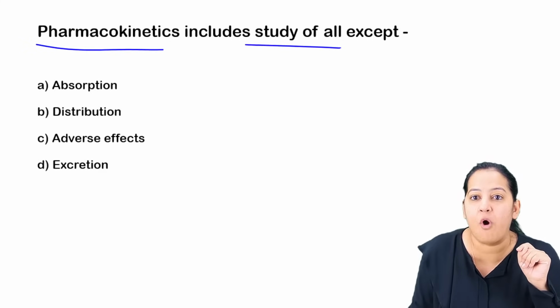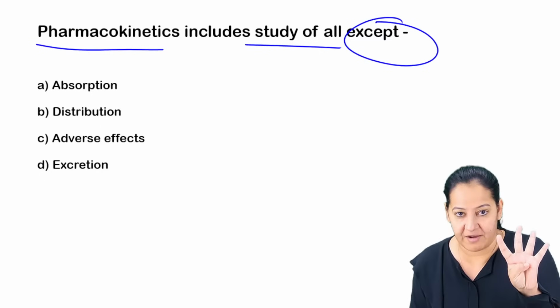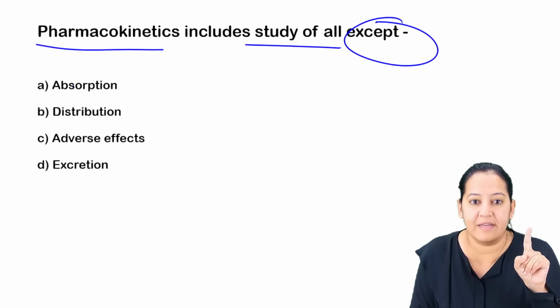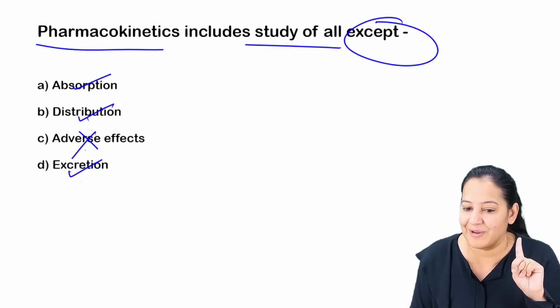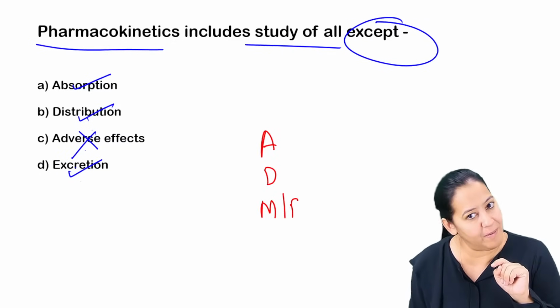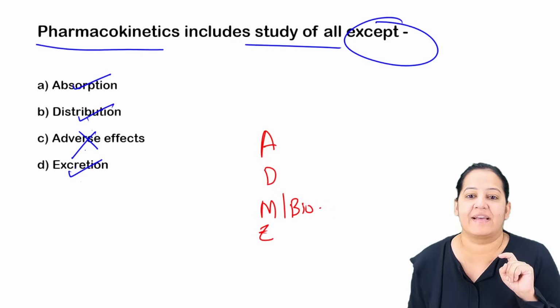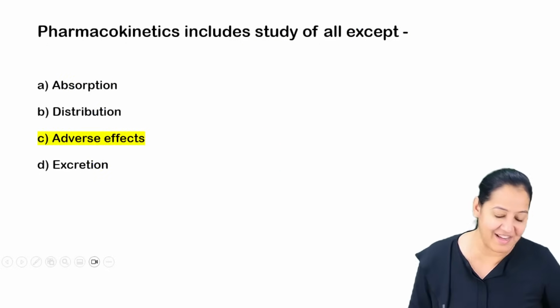Pharmacokinetics includes study of all except. What is not included in pharmacokinetics? There are 4 things in pharmacokinetics. Absorption is there. Yes, it's there. Distribution is there. Yes, it's there. Excretion is there. It's there. But adverse effects is not included. So we are having 4 things here: absorption, distribution, metabolism or biotransformation, one and the same thing, and excretion. Adverse effect is not included here. So my answer is C and you all are right.